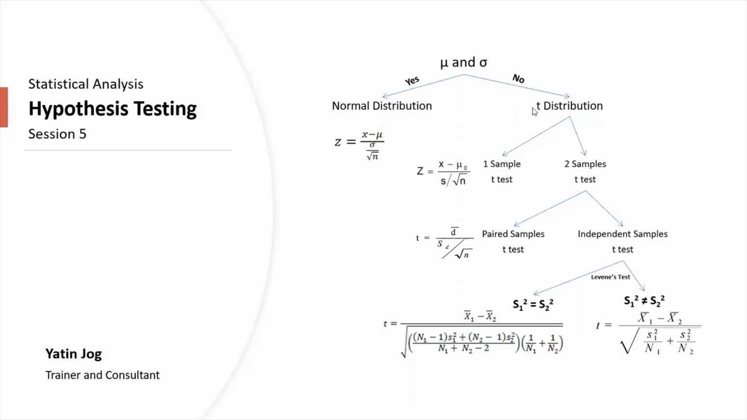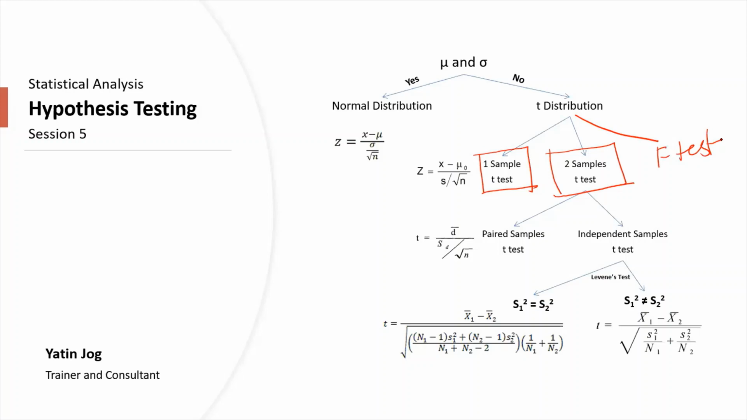If you're dealing with samples in case of T distribution, there can be 3 possible cases: I have only 1 sample with me, or I can have 2 samples, or I can have more than 2 samples. If I have only 1 sample available from the population, I can go for a 1 sample t-test. If I have 2 samples available from the population, then I can go for a 2 sample t-test. And if I have more than 2 samples with me, then I can go for the F-test. So the F-test is for more than 2 samples or multiple samples.